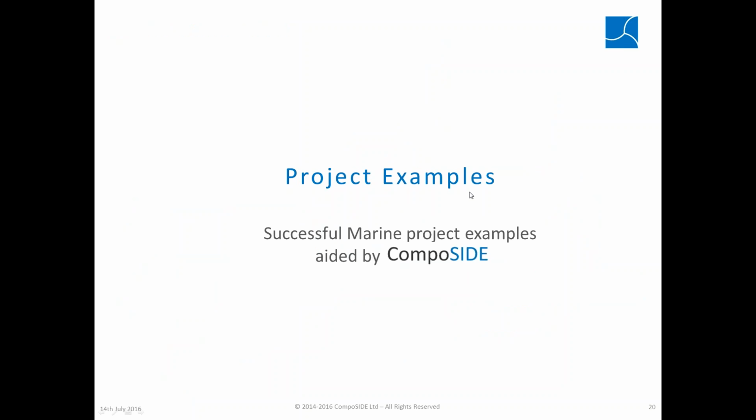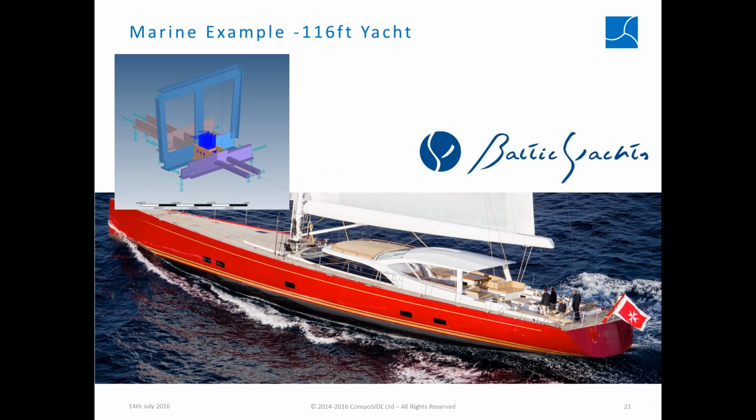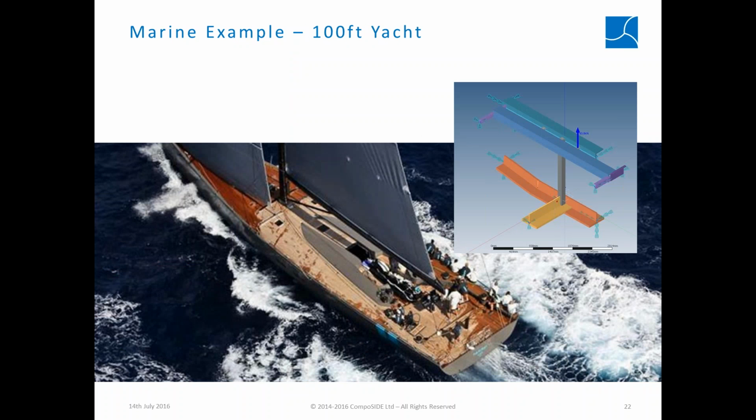So we've shown you a few ways of how CompoSIDE can be used. There are a few successful project examples where CompoSIDE has been used. This is a 116-foot yacht. CompoSIDE was used in the whole design of this yacht, from the scantling, the beams, the panels, to each of the individual designs. You can see on the top left we have the master bulkhead and the keel longitudinals. These were all designed using 2D and 3D analysis within CompoSIDE.